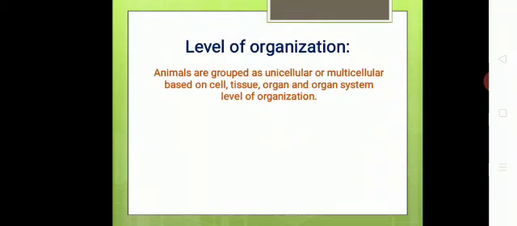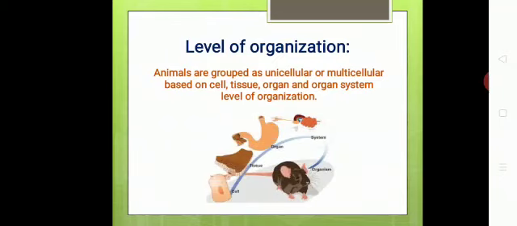First we have level of organization. Level of organization means the animals are grouped as unicellular or multicellular. Based on this they will be categorized, that is, based on the cell, tissue, organ and organ system. First they will check the cell. If it is multicellular, they will come under one category. If it is unicellular or bicellular, they will be put under another category. The number of tissues, layers of tissues, organs, organ systems and what kind of organism, that is what we call level of organization.